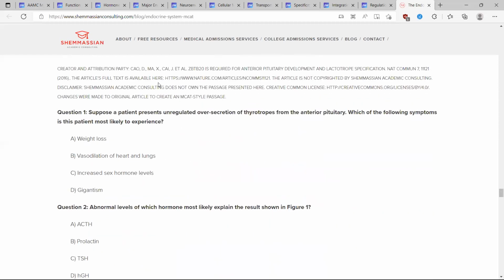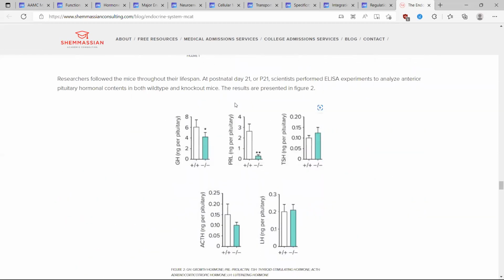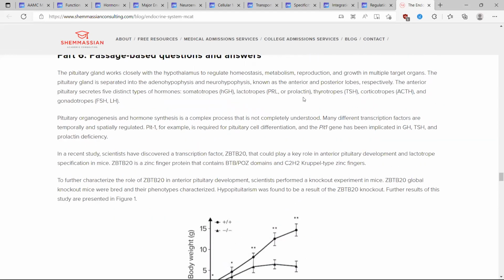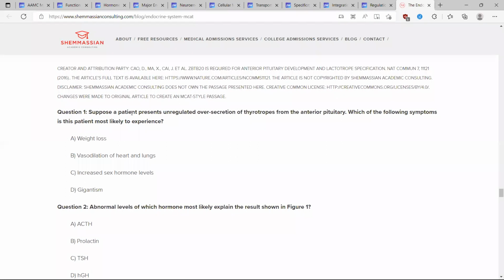So let's look at these questions. Number 1, suppose a patient presents unregulated oversecretion of thyrotropes from the anterior pituitary. Which of the following symptoms is this patient most likely to experience? Unregulated oversecretion of thyrotropes from the anterior pituitary. I know most of these things, but I don't know what a thyrotrope is. Luckily, this passage introduced this concept of a thyrotrope being TSH. So they're basically saying, what happens to the patient if they have too much TSH running, right?